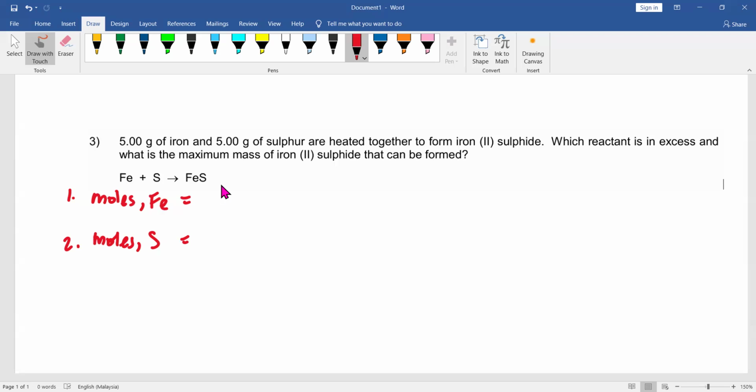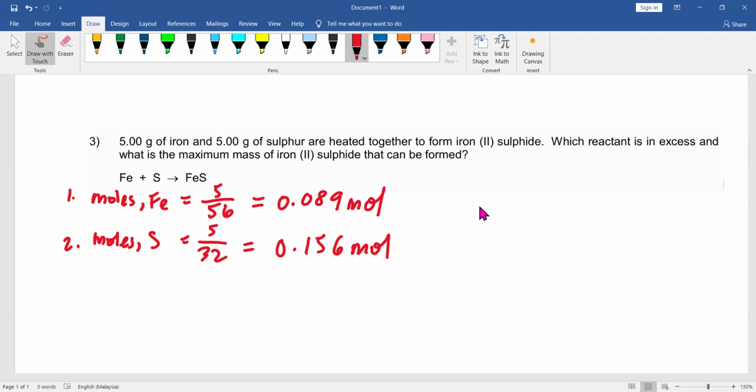Okay. So iron is 5 over 56 and sulfur is 5 over 32. Did you get that first? 5 over 56, 0.089 mole, 0.156 mole. Okay, let's look at the equation again. Is the ratio 1 to 1? Correct?